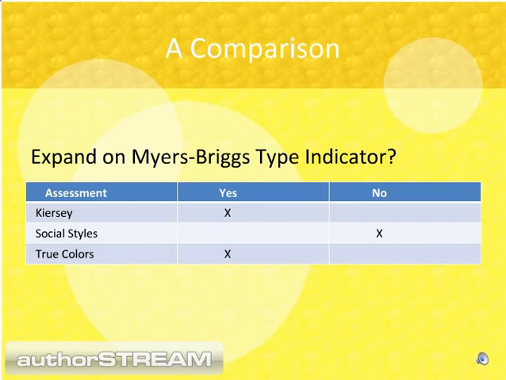The Keirsey model expanded on the Myers-Briggs type indicator. True Colors founder David Lowry further expanded on Keirsey's work. Therefore, these two tools are more closely related to each other than to Social Styles. Social Styles was initially based on Robert Blake and Jane Moten's managerial grid model. Additional researchers have contributed to this tool to develop the instrument as it exists today.